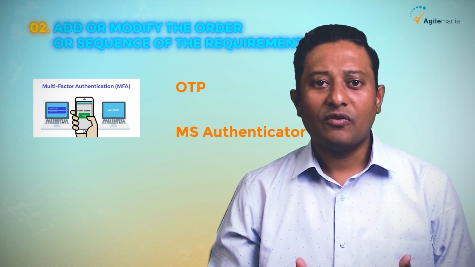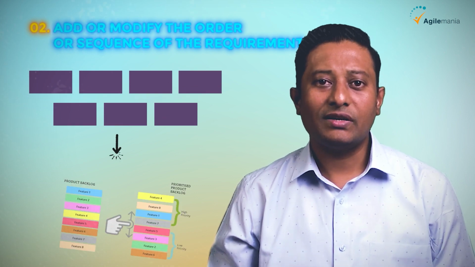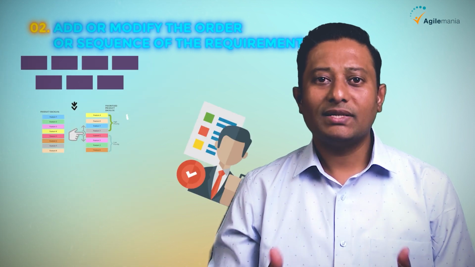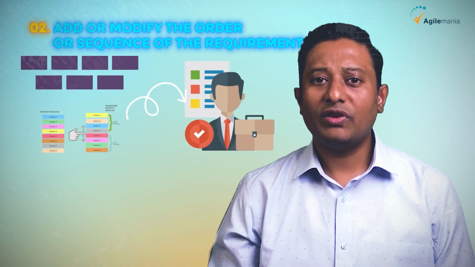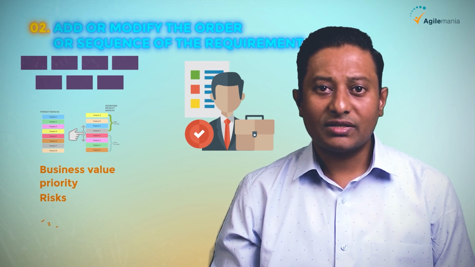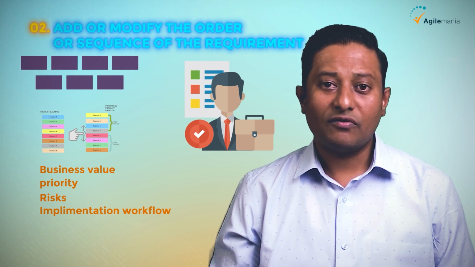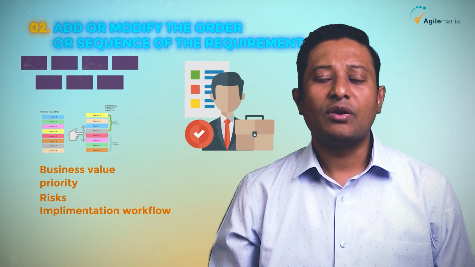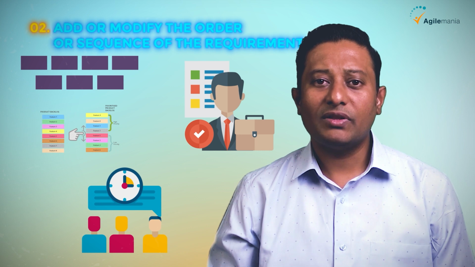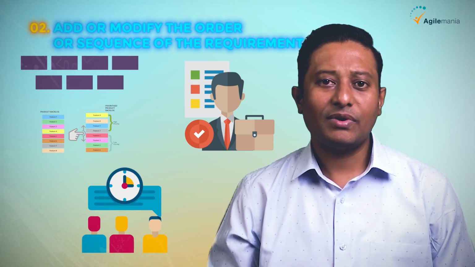When that happens, we have multiple requirements. Now, which should be done first? And that is where the sequencing, the ordering of the product backlog becomes important. This is the product owner's choice based on various factors such as business value, priority, risks, implementation workflow, or development cohesion, or a combination of all of that. A product owner may choose what needs to be done first and may help the Scrum team to come up with the order of the requirements that were newly identified. That is our second step in product backlog refinement.